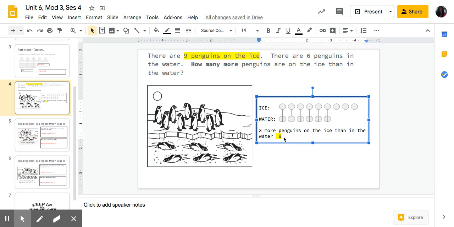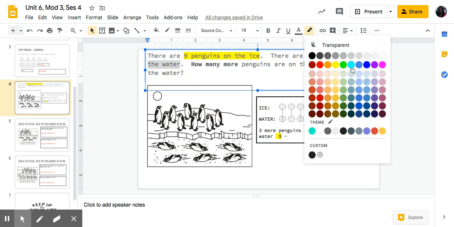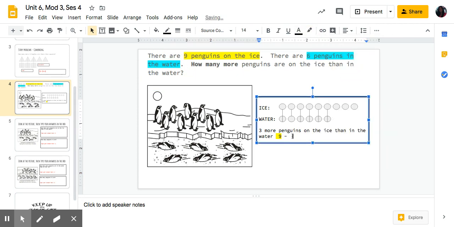Because I'm looking for the difference, I'm going to subtract. So now I'm going to use my minus sign. And I'm going to take away the 6 penguins that were in the water. We'll make those blue. There were 6 penguins in the water. So now I'm going to take away 6. 9 minus 6 equals, let's see, what was my difference again? 1, 2, 3. 9 minus 6 equals 3.